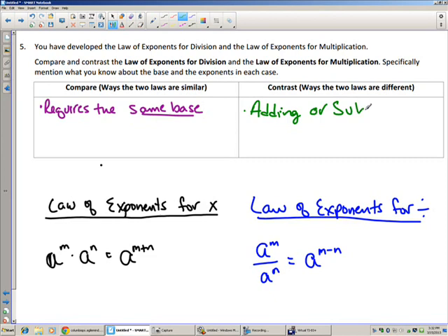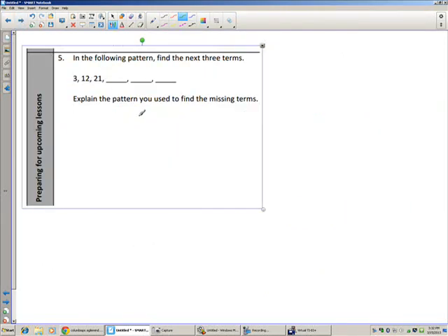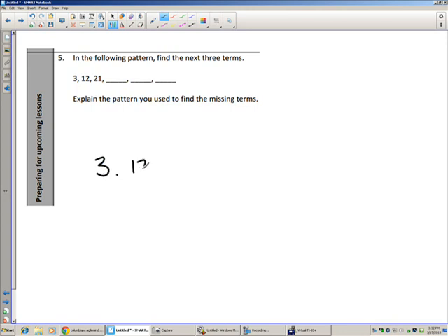Let's take a look at number 5 on the worksheet. Alright, let's get this done. In the following pattern, find the next 3 terms. Well, first of all, you have to figure out what the pattern is. So let's check this out. So 3 goes to 12, comma, 21, and now we need to figure out blank, blank, and blank. Okay, so 3 to 12, well, how in the world could I multiply or add or do something to 3 and get 12?